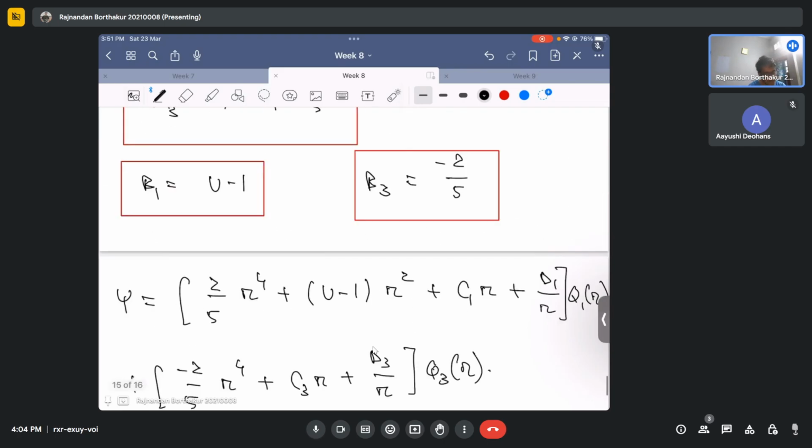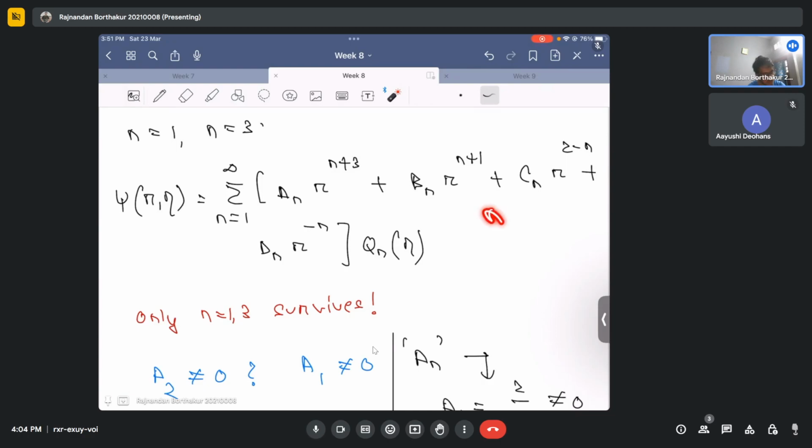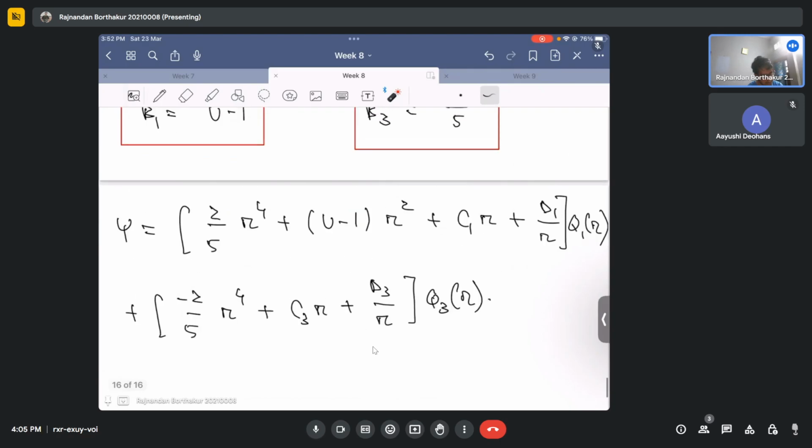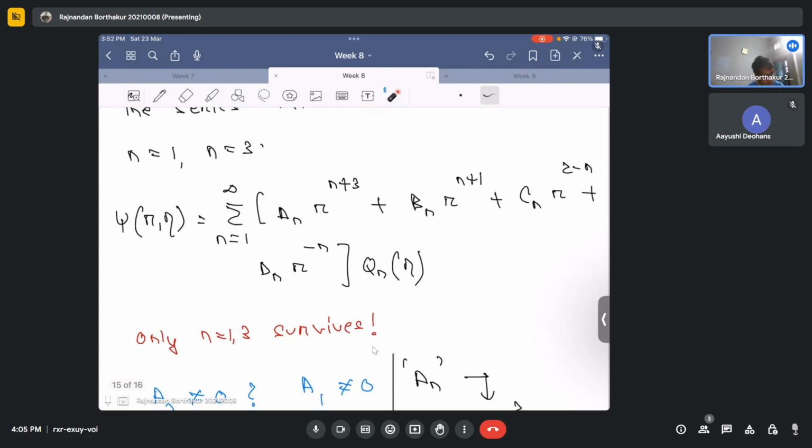So can you understand what I basically did here? It's very simple. Now that I know just n equal to 1 and n equal to 3 survive, and I also know the values of a1, a3 and b1, b3, I just substituted them in this equation. That's it. For instance, if n is equal to 1, the c1 term would become c1 times r power 1, and that's why we have written this term. And for n equal to 1, this term would become just r power minus 1.